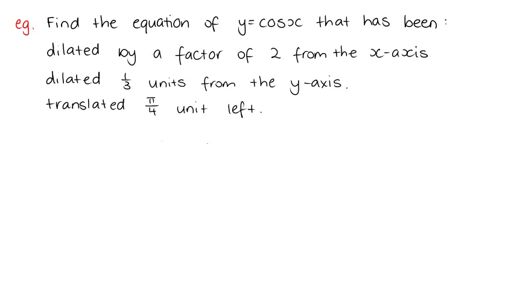Okay, so now we have to find the cosine graph equation that has been first dilated by a factor of 2 from the x-axis, then dilated by a factor of 1/3 from the y-axis, and then translated pi/4 units left.